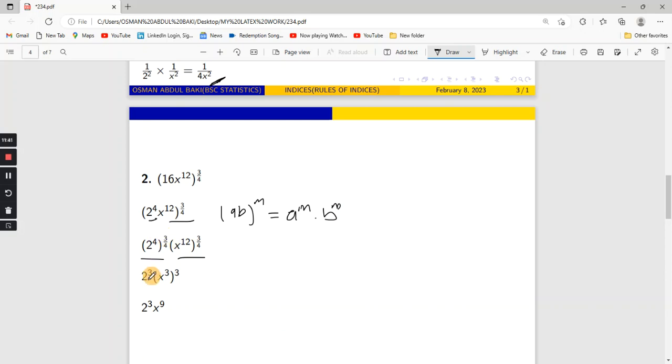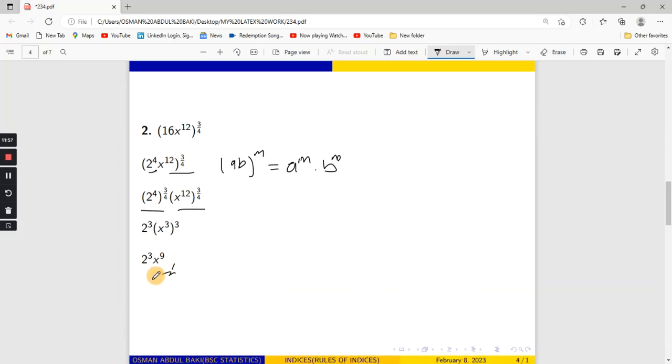We are left with 2 raised to the power 3, and here 4 will go into 12 three times. We have 3 times 3, and here there will be 3 remaining. So we have 2 raised to the power 3 times x raised to the power 9. So this is the final value. Maybe you can move on to simplify it to be 8 times x raised to the power 9, because 2 raised to the power 3 is 8.